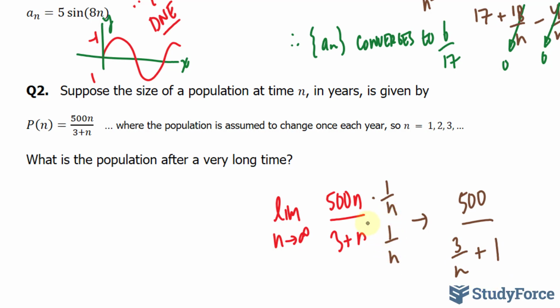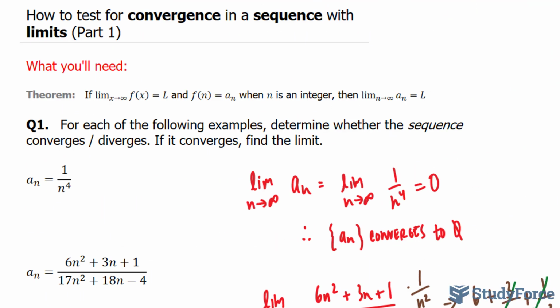Think of it this way, 1 over n being multiplied to these two terms. 1 over n times 3 is this, and n over n is equal to 1. Now, if I substitute a very large number to n, this becomes 0, and we have 500 over 1, which is 500. Therefore, over a very long time, the population will approach 500. And there you have it. That is how to test for convergence in a sequence with limits.